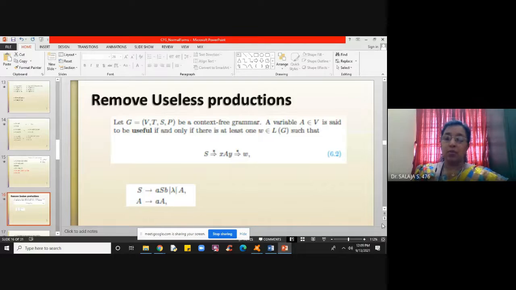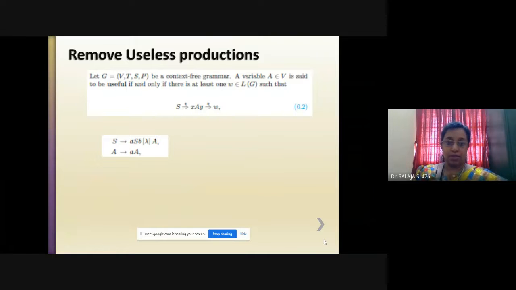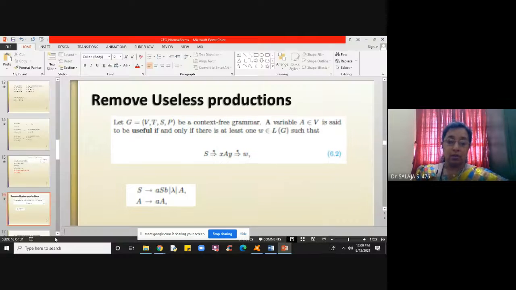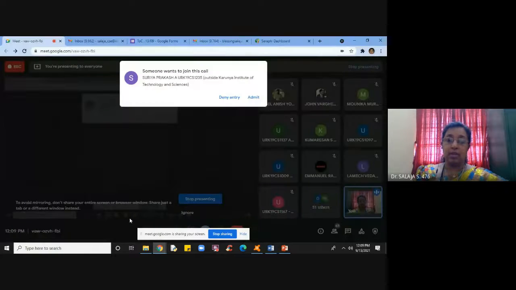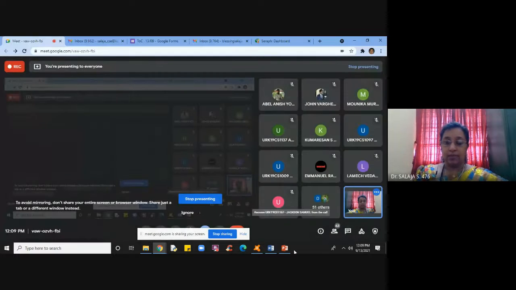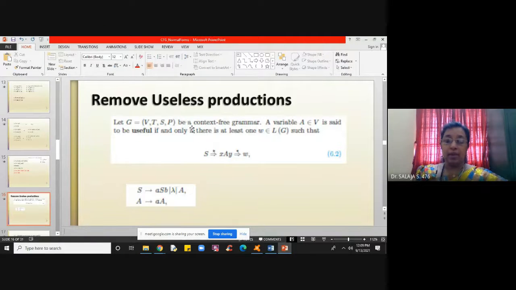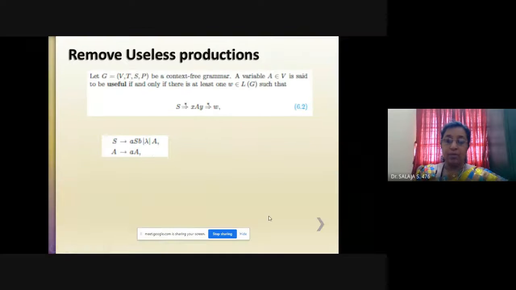Next topic is removal of useless production. Now you should know what is a useless production. Now here it says a variable is useful provided on multiple replacements it can generate a sequence of characters. Fine, so only then it can be a useful one. I'll repeat, a variable is useful provided on successive replacements, or during the process of derivation, I'll be able to generate a word or a string or a sentence.